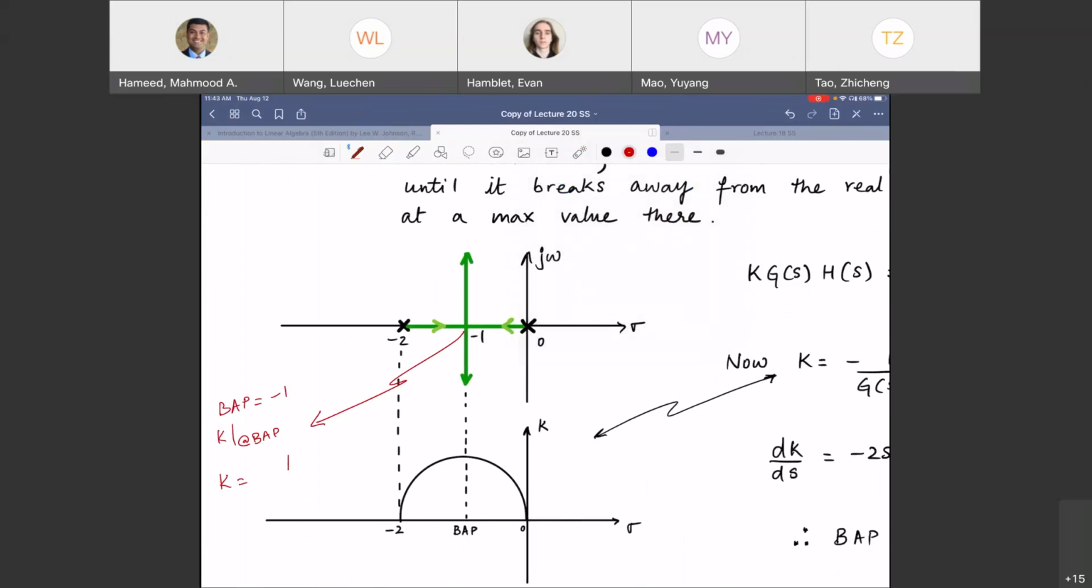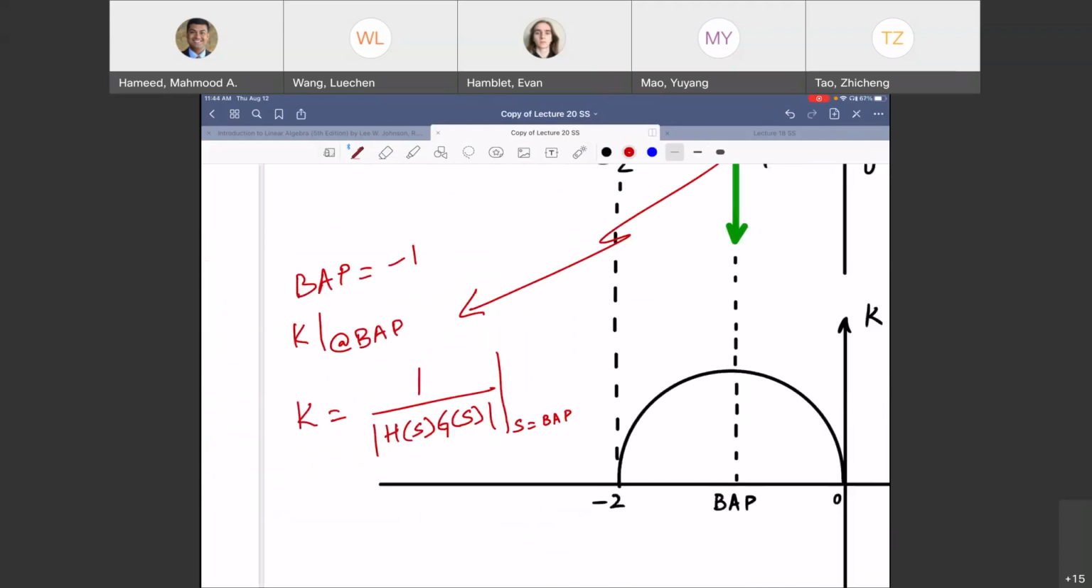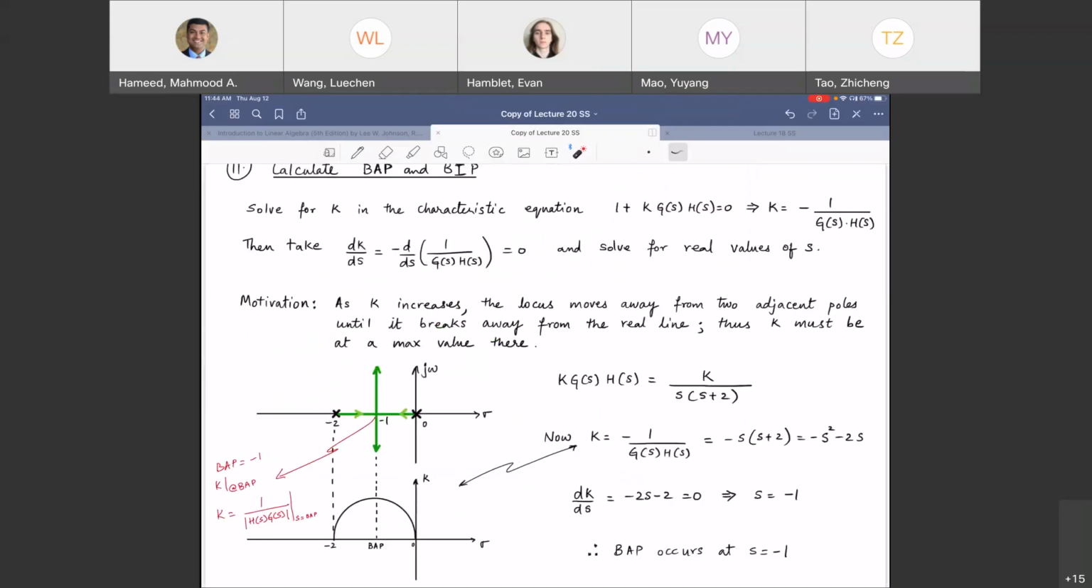K equals 1 divided by the magnitude of h(s)g(s). Evaluate that at s equals -1, at the breakaway point, right? Let me not write -1, I just say breakaway point. That's how I find out what that k value is, right? What is that k value for which you had the breakaway? It will be some value between 0 and infinity. Non-integer, like some finite value between 0 and infinity.